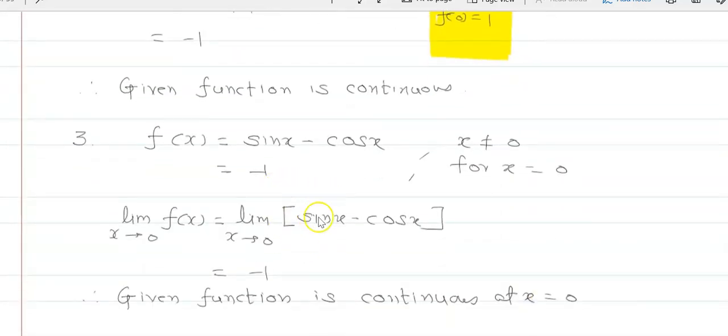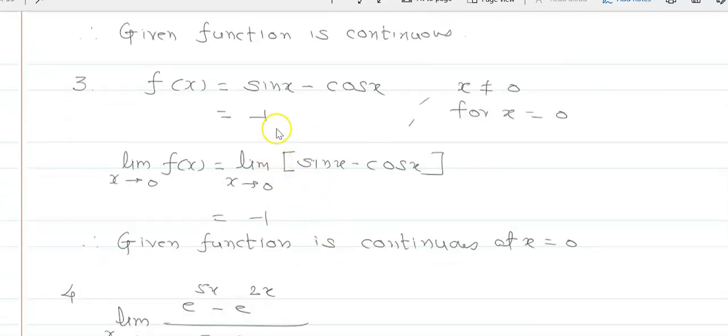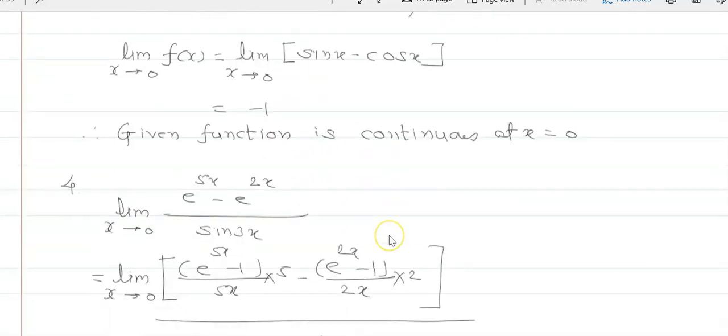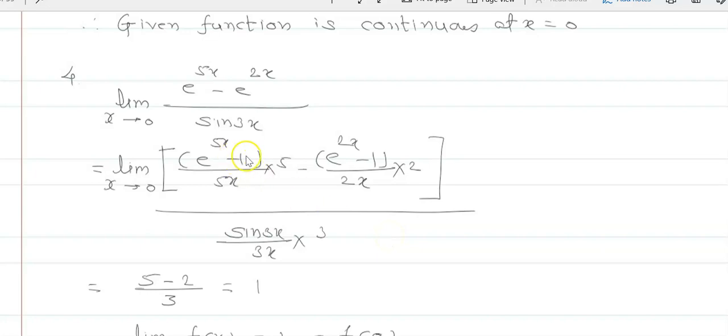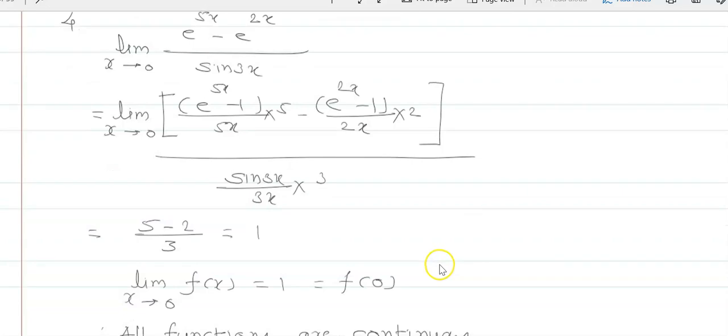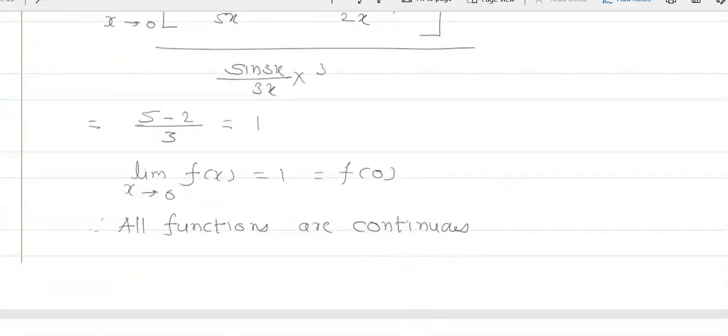And the next is also continuous function because the limit is equals to the value of the function. The last is also continuous function. All functions are continuous. Therefore, I think that there is a mistake in this problem. I had solved in my definition. You may check anywhere. Now the next question is, all the functions are continuous.